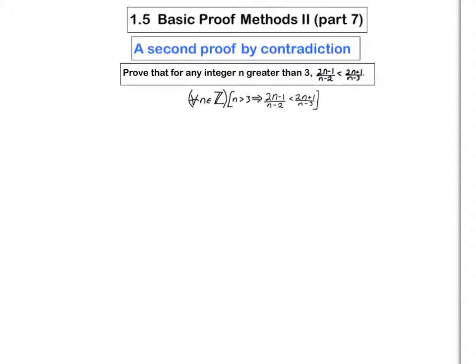Here it is in symbols. It's really a conditional statement. It says for every integer n, if n is bigger than 3, then we have this inequality.